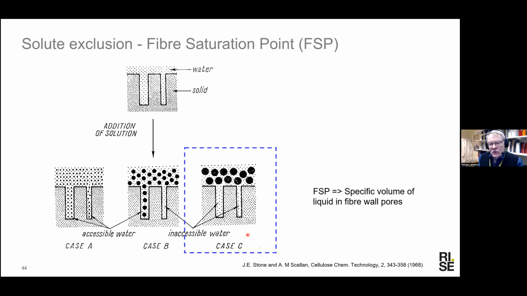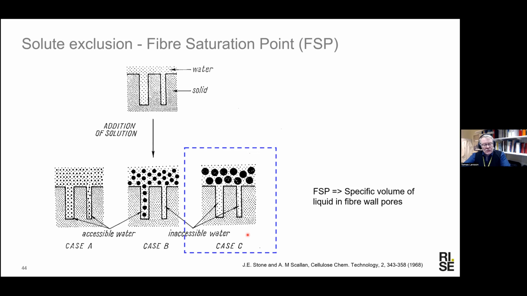FSP, the fiber saturation point measurement, is a solute exclusion technique that also deals with the material in a water swollen state. You have a water swollen pulp sample, and then you add a solution containing dextran, and you're keeping track of the total amount of water, and you leave this to equilibrate.